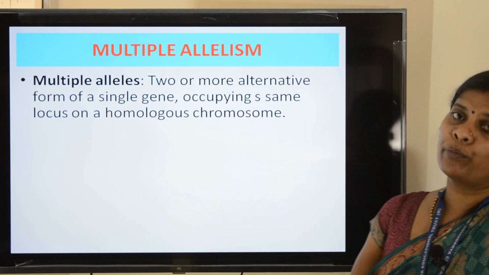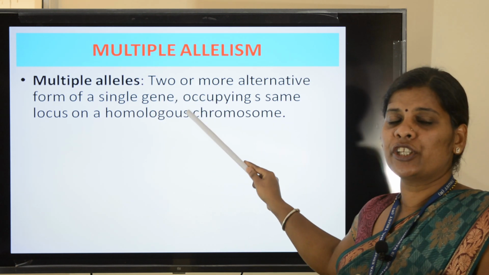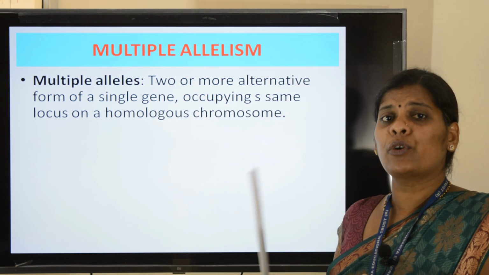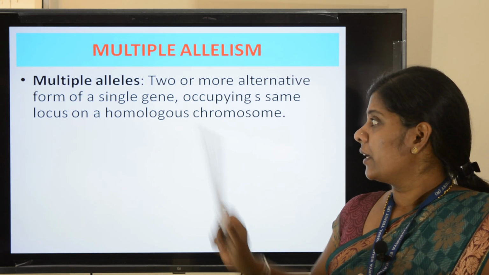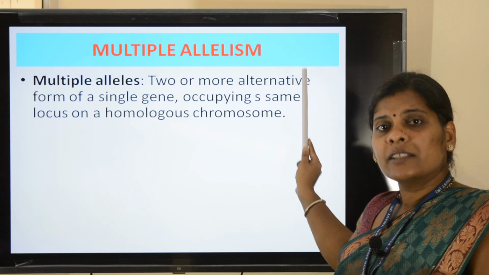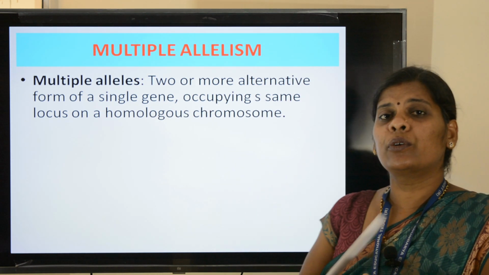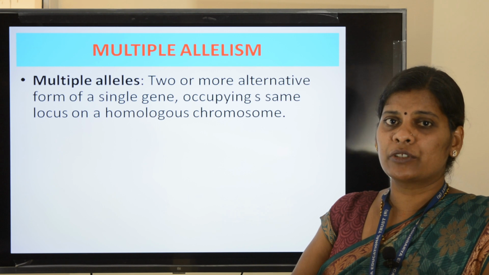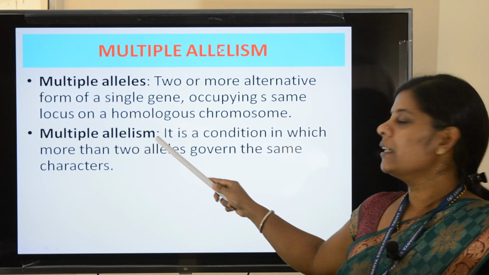Two or more alternative forms of a single gene occupying the same locus on a homologous chromosome are called multiple alleles. Now we will see multiple allelism.